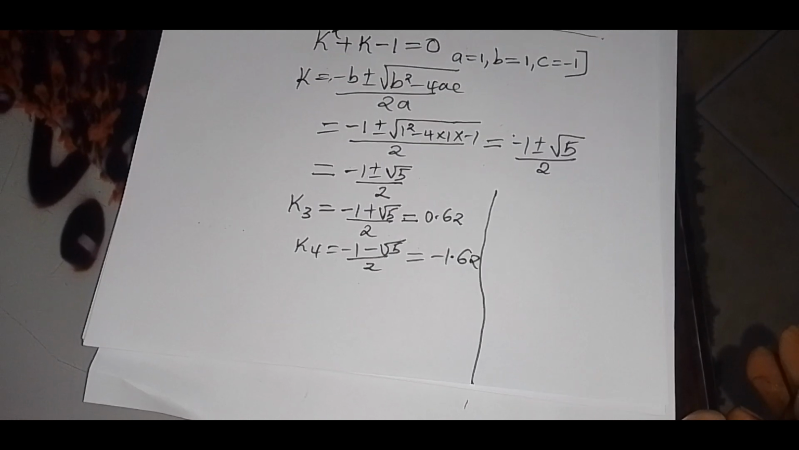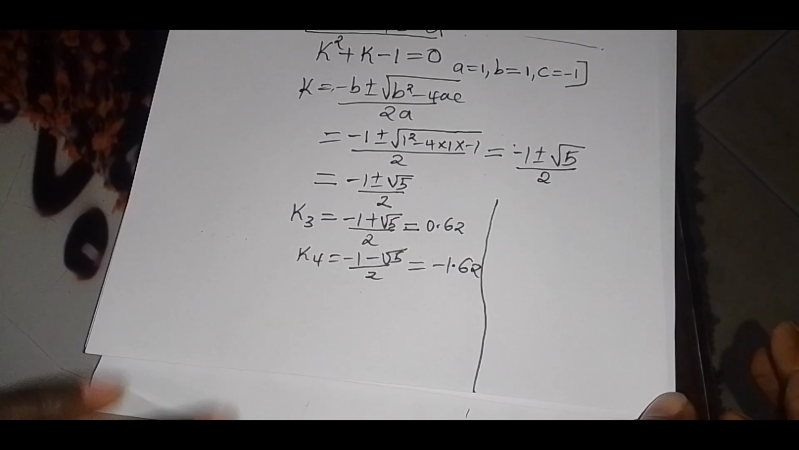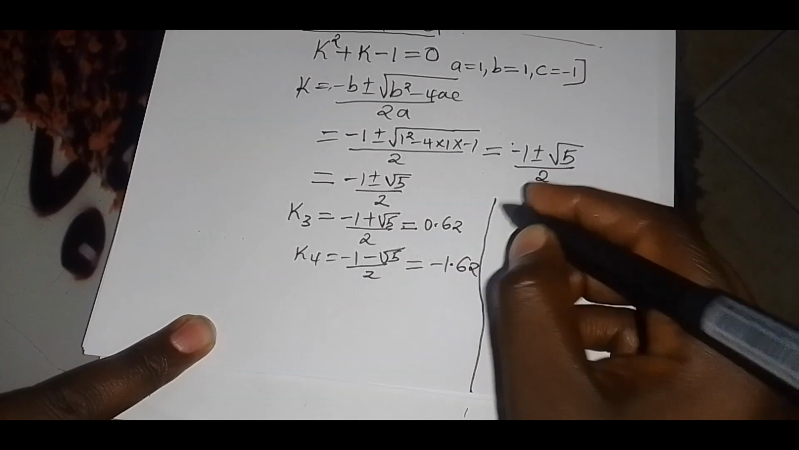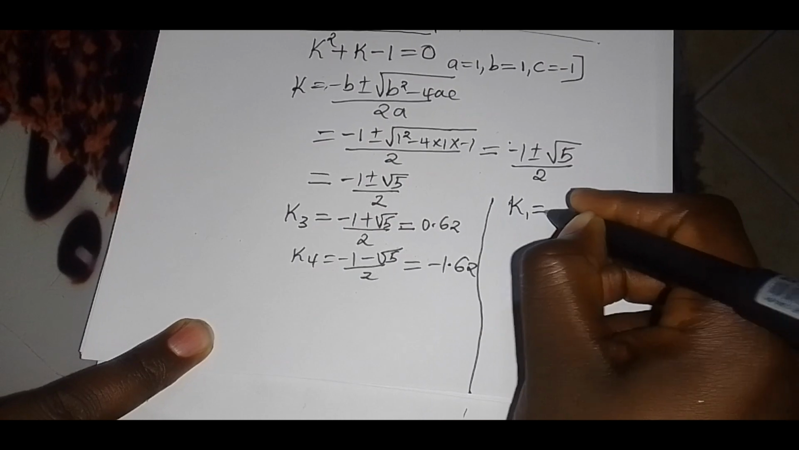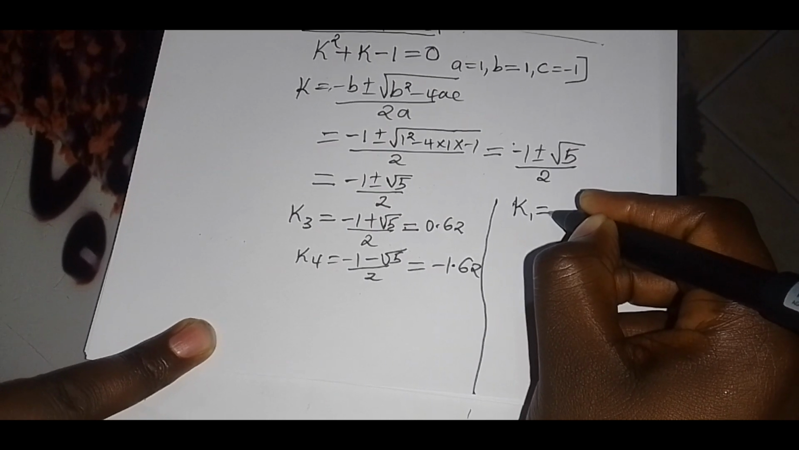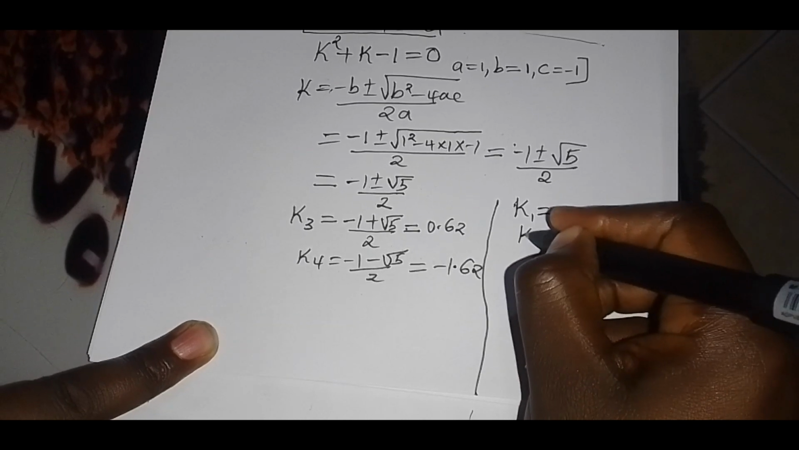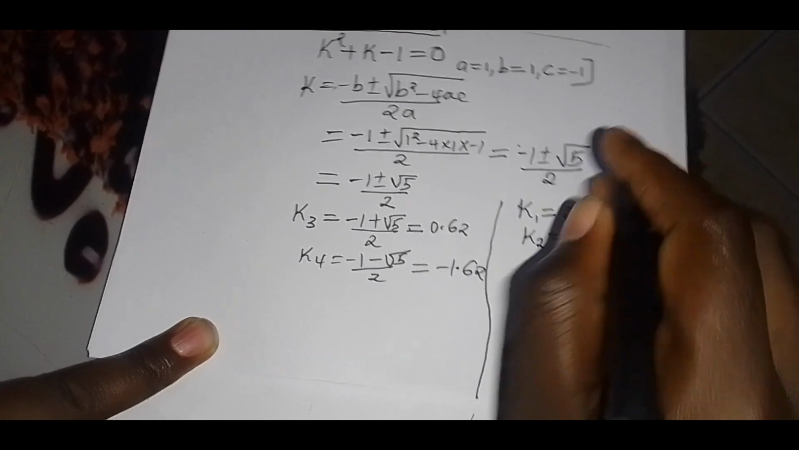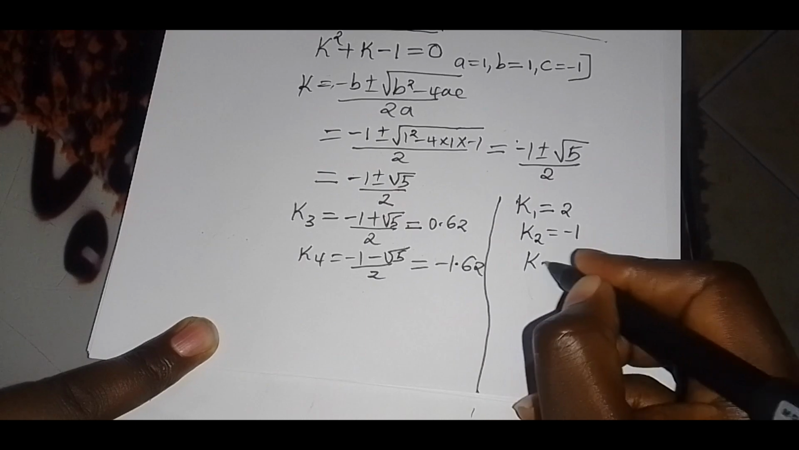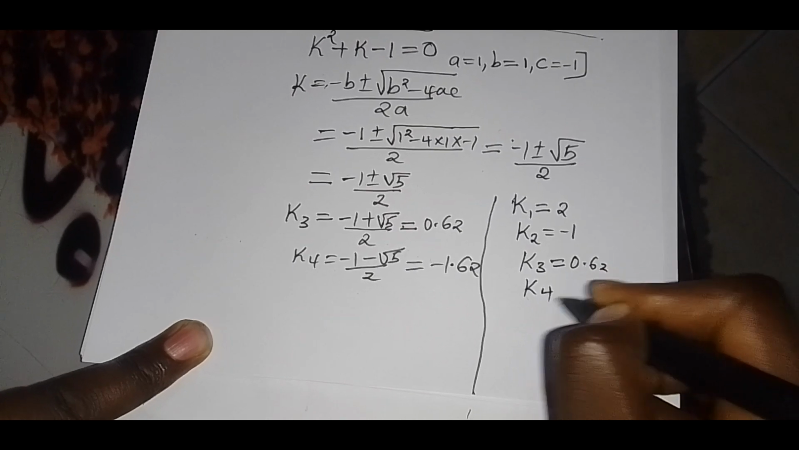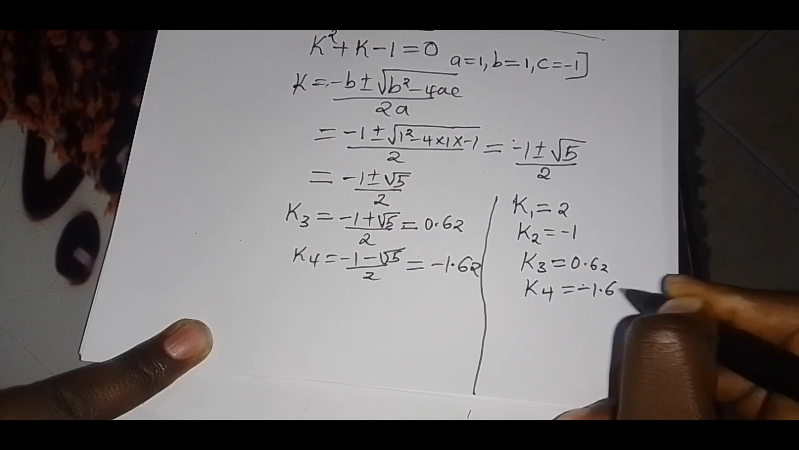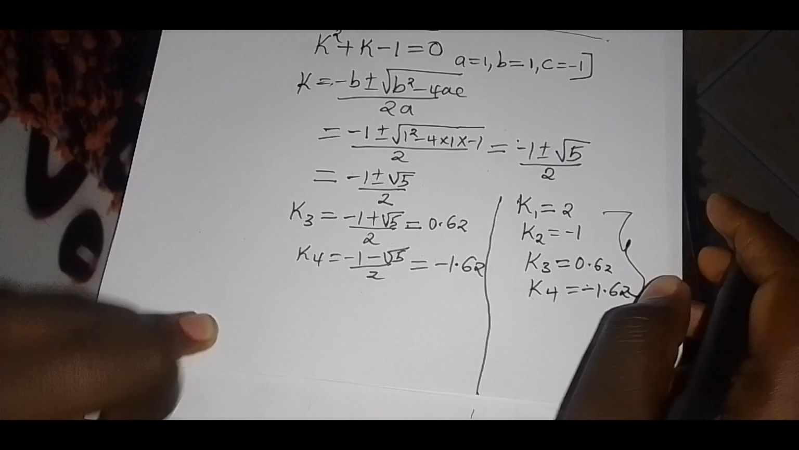Okay, so these are the 4 solutions, whereby the first, k1, is equal to 2, k2 is equal to -1, k3 is equal to 0.62, and our k4 is equal to -1.62. These are our 4 solutions.